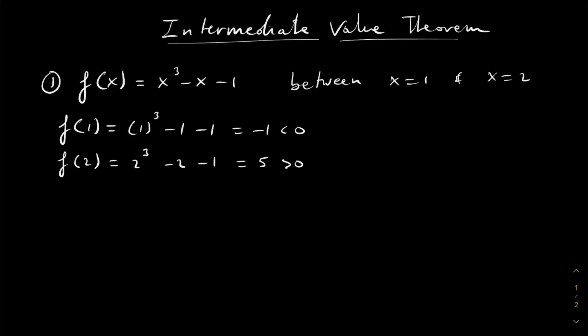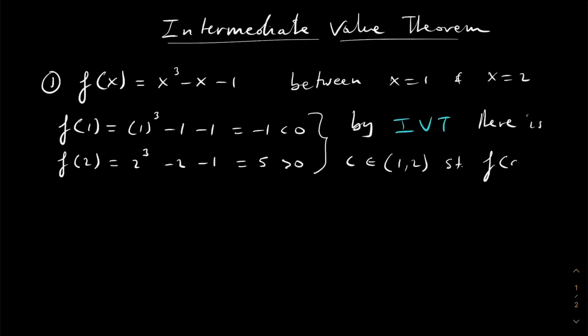And that's positive. And so because this is a polynomial and f of 1 and f of 2 happen to have different sign, you can say that by the intermediate value theorem, there is in fact a c in between x equals 1 and x equals 2, such that f of c is equal to 0. So you're not asked to find the c value. That's another problem. You're just asked to prove that there is a c in between x equals 1 and x equals 2. And so this would do it.